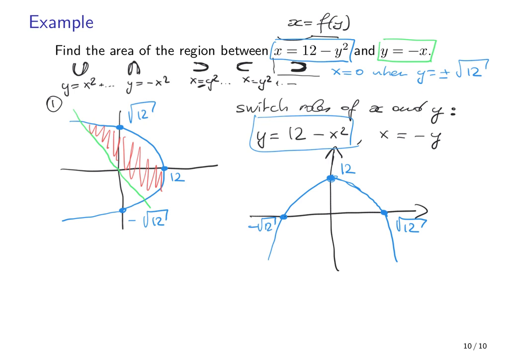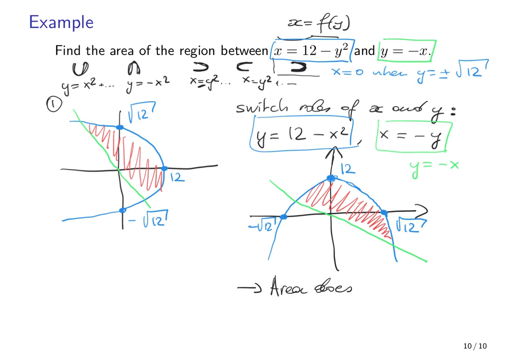What about the other curve? Well, actually, nothing has changed for this curve. You can write this as y is equal to minus x, and this is still a straight line with slope minus 1. And now, the area between the two curves is this area. And what you see is if you switch the roles of x and y, your total area has not changed. So your curves change, but the area does not change.